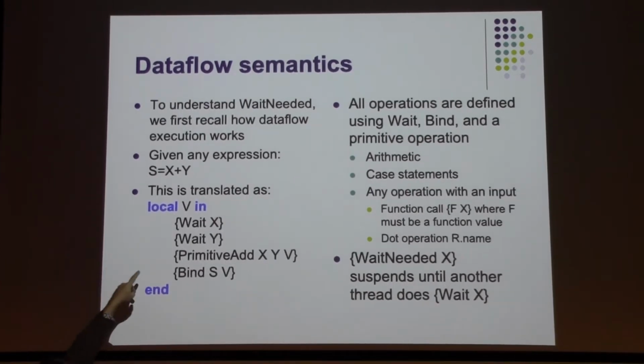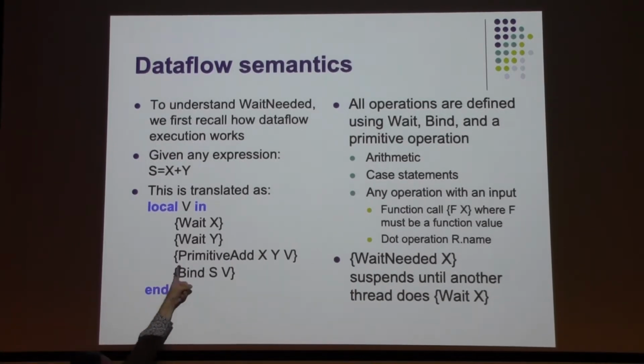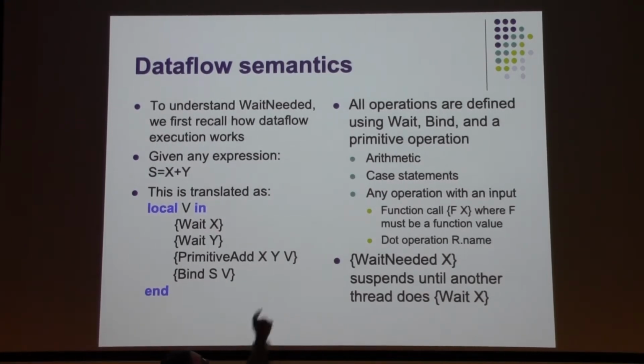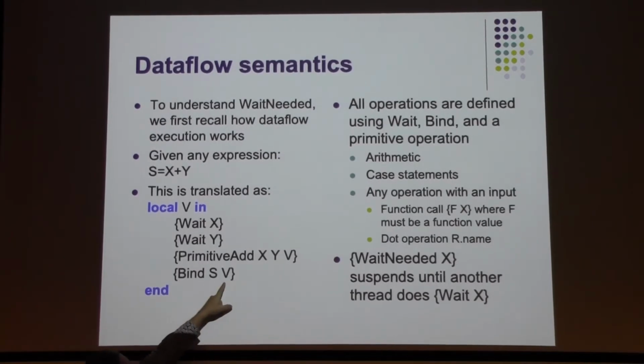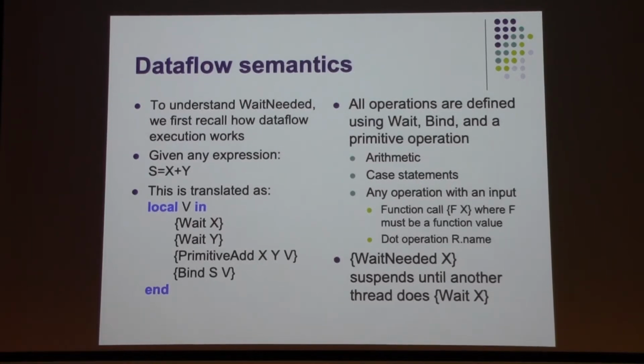So S equals x plus y. It waits on x, it waits on y, and then it does a primitive add. This is the add of the machine, the add instruction. And this gives x plus y into v. And then it binds s to v. Okay? So there's the wait and the bind. So this is the regular data flow. And if somebody else does a wait, then it will wait until there's a bind. Okay? So wait and bind are connected.